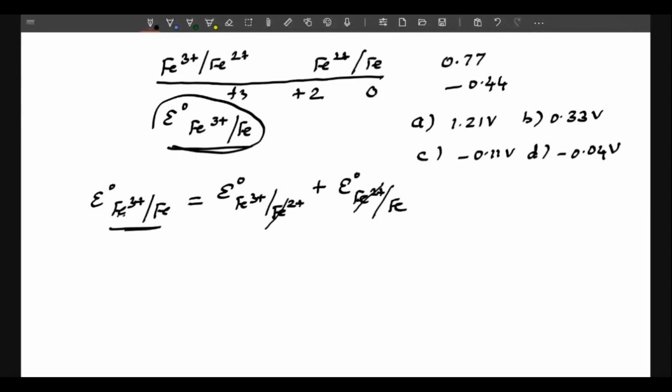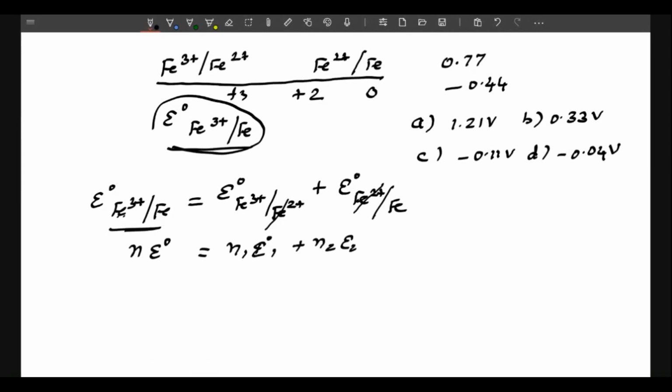If, in the case of 4 or 5 electrode potentials given on the right-hand side, sometimes you may be omitting some other electrode potential. Therefore, check that everything is correct, then the relationship is n of E naught is equal to n1 E naught 1 plus n2 E naught 2. And you work it accordingly.